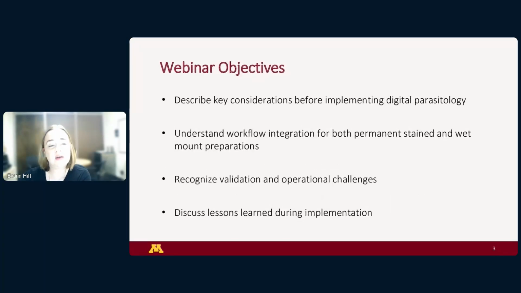Again, just a little bit more detail on the objectives for today. The key considerations to take into account when implementing digital parasitology: understanding workflow integration for the whole complete ova and parasite exam, recognizing the different validation and operational challenges that you may face, and then discussing our lessons learned during this implementation.